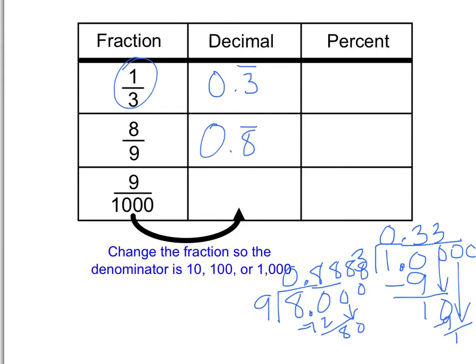If I have 9 1,000ths, this one's not actually hard. Think of I have 9 in the thousands place. So there's the tenths, there's the hundredths, and I have a 9 in the thousands place. It's just really, really tiny.